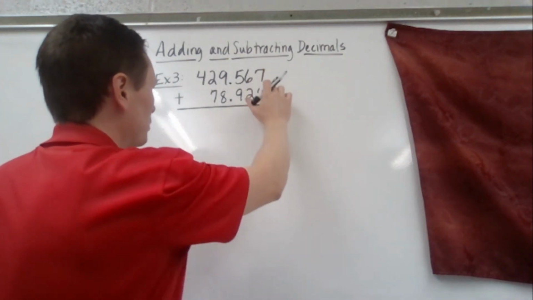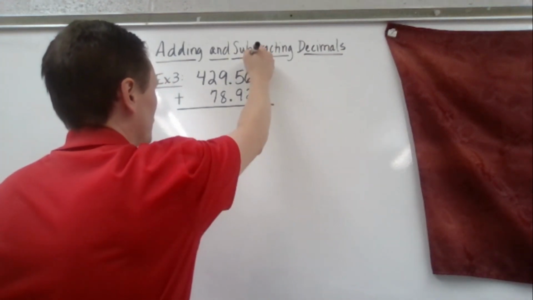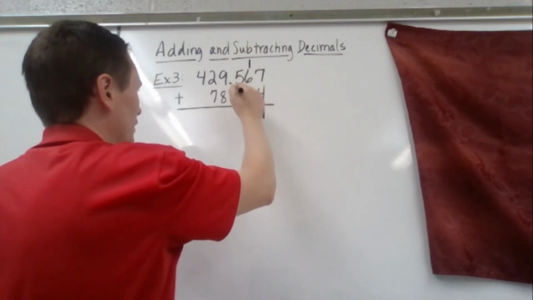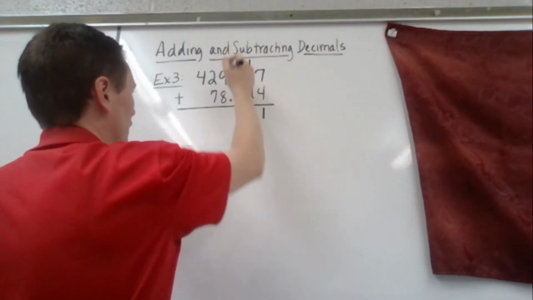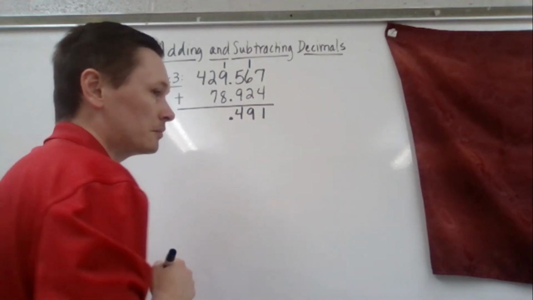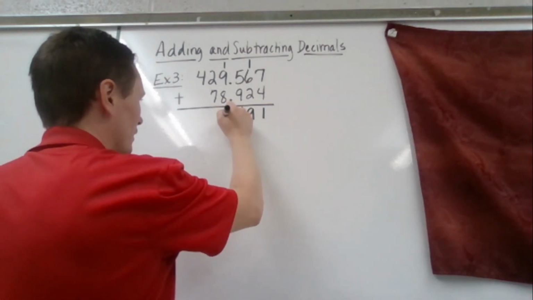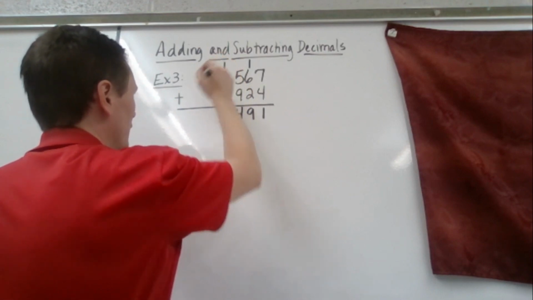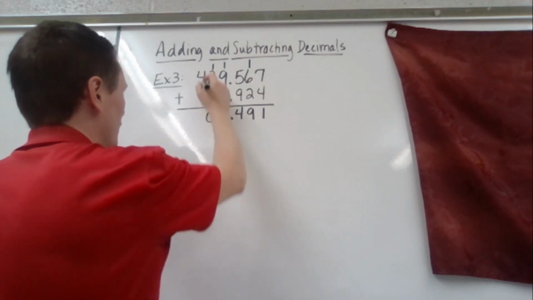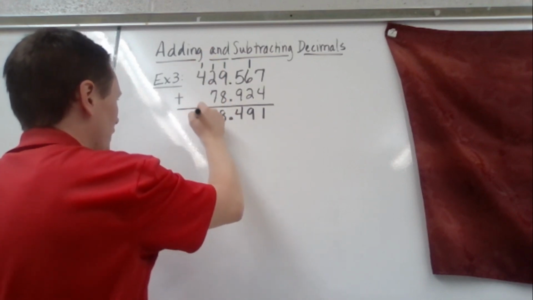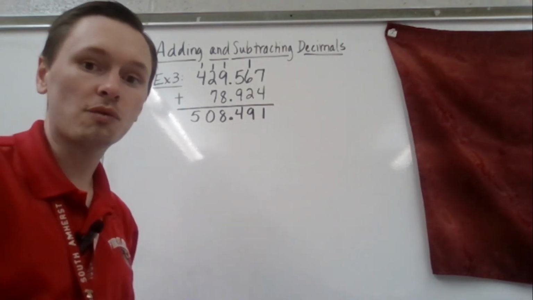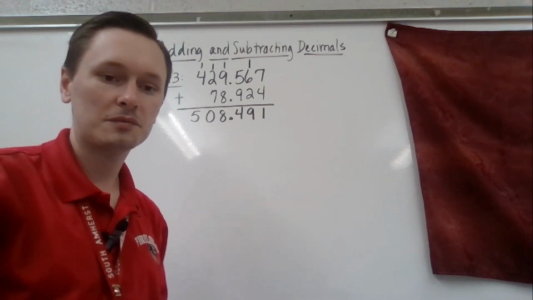All right, so we have 7 plus 4, which is 11. Carry the 1. 6 plus 2 is 8, plus 1 is 9. 9 plus 5 is 14. Carry the 1. Bring down my decimal. 9 plus 8 is 17. 17 plus 1 is 18. Carry the 1. 7 plus 2 is 9. 9 plus 1 is 10. Carry the 1. 4 plus 1 is 5. So I end up with 508 and 491 thousandths.